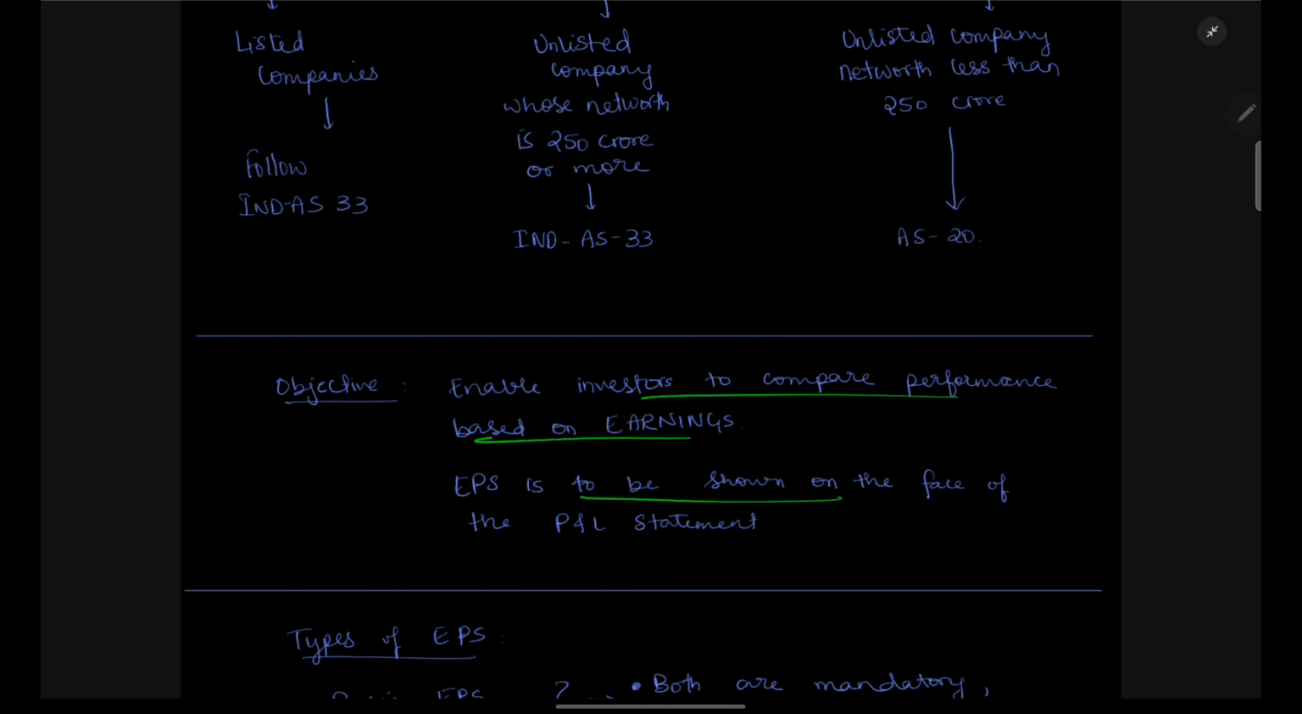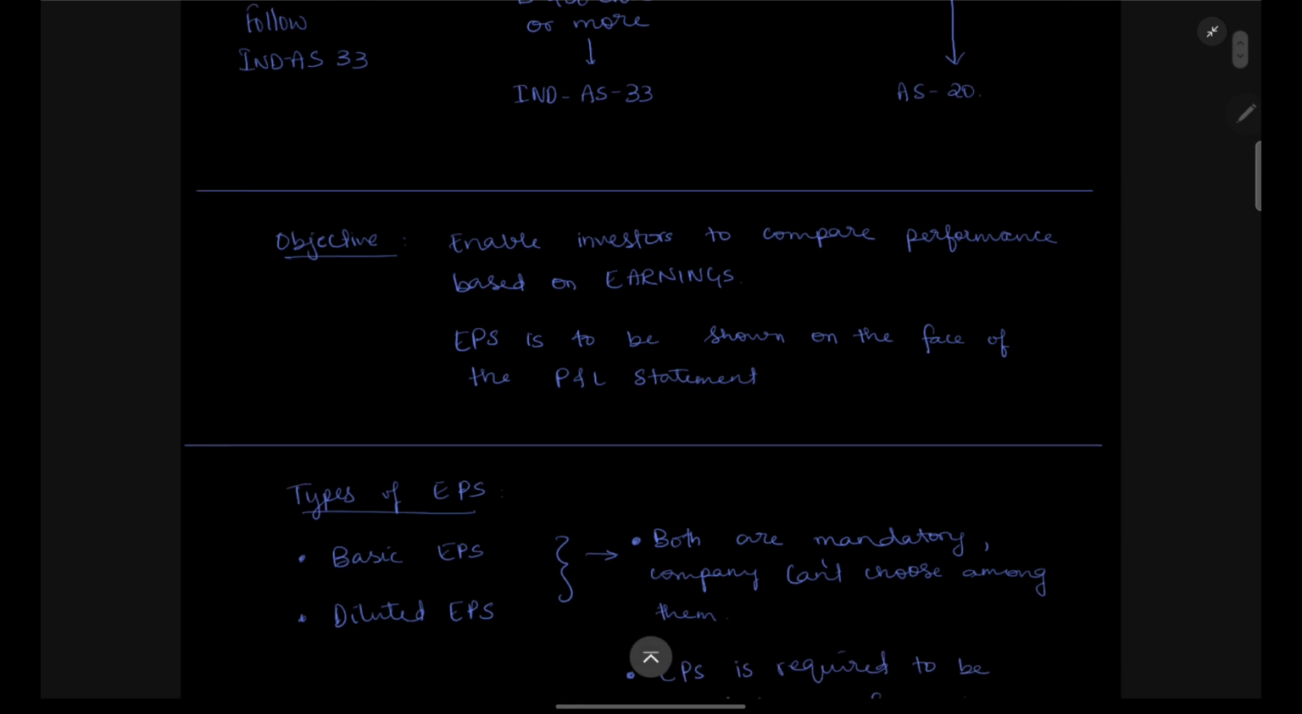EPS is to be shown on the face of the P&L statement. At the bottom, after the net profit, everything is given, you'll find something written as EPS at the bottom. So it is mandatory to show EPS for companies.